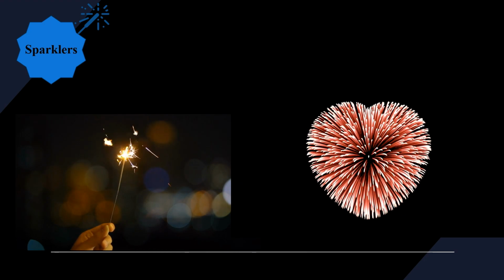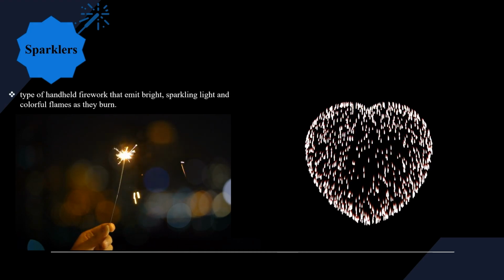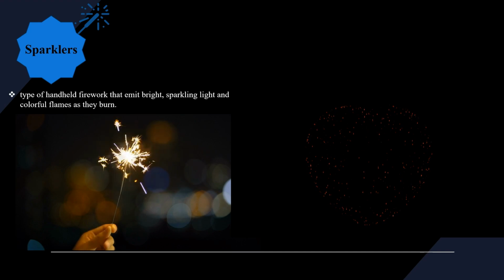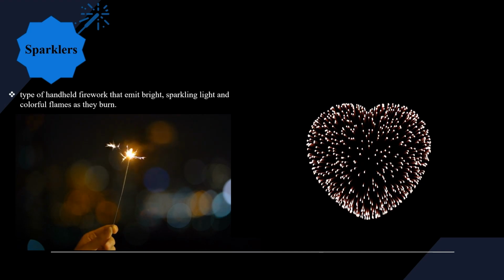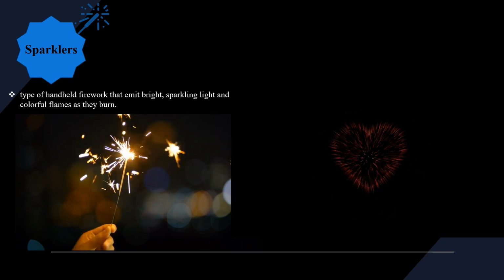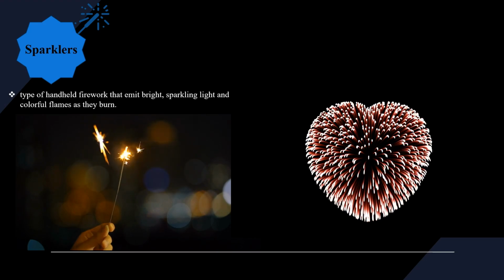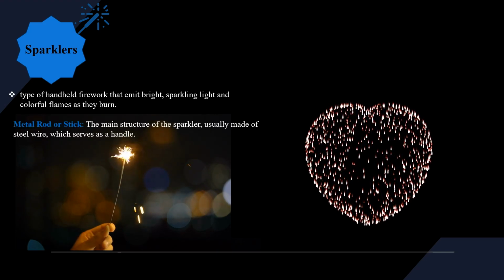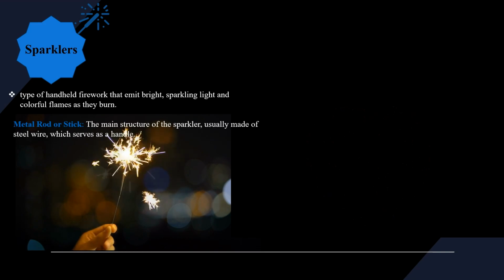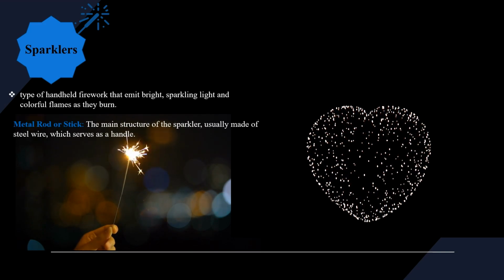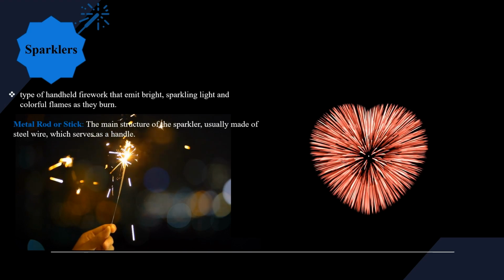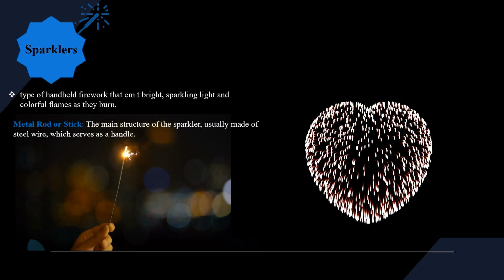The second type is sparklers. Sparklers are a type of handheld firework that emit bright or sparkling light and colorful flames when they burn. The metal rod or stick is the main structure, usually made of steel wire, which serves as a handle.